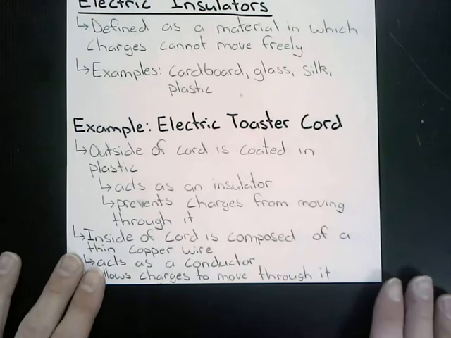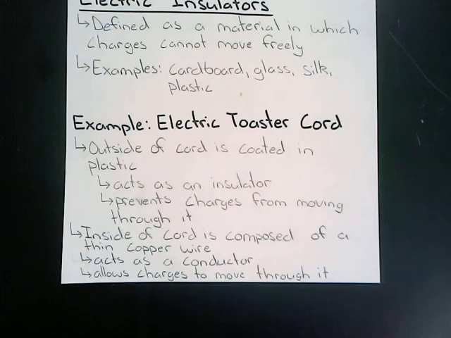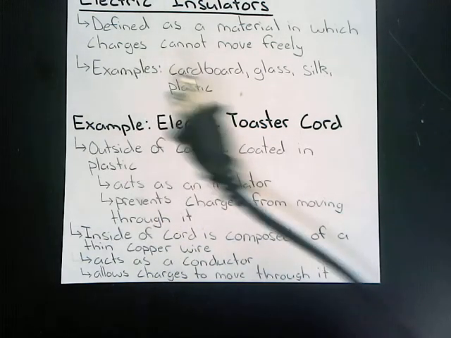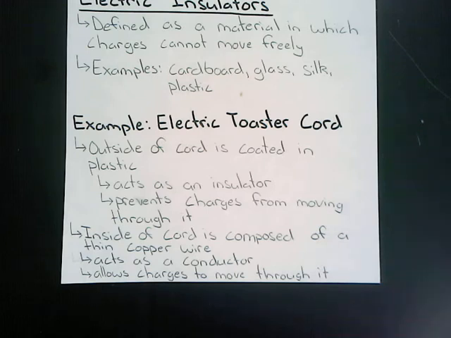And so it's really important in electricity to identify insulators and conductors, because something as simple as this power cord is doing a couple things. One, it's allowing the charges in that electrical cord to move throughout that conducting center, which is composed of the copper wire. But the plastic that coats the outside prevents those charges from leaving the power cord and possibly causing a shock. So it's these simple things, insulators and conductors, that make electricity safer for us as people who use it every day.